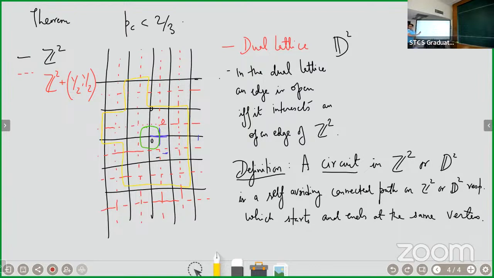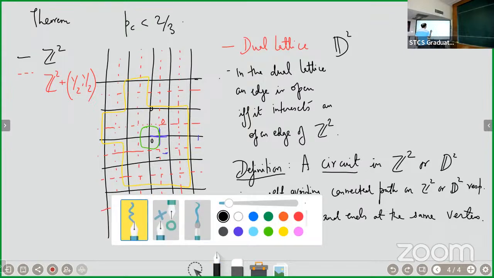I'm not necessarily around zero. I just drew it so that I can use it. But the definition does not require it to be around zero. It could be anywhere. It's just that it's self-avoiding. It doesn't cross itself. That's all. Okay. So now, given that this picture is available with us, how many closed circuits can exist which are around zero? That's really what we are interested in.